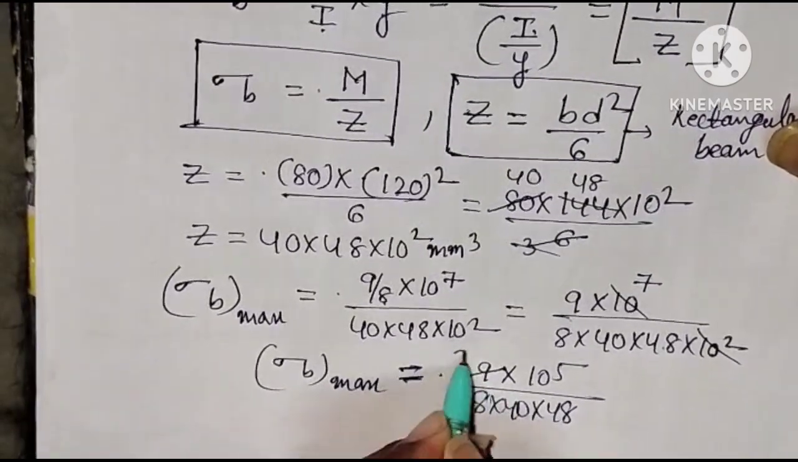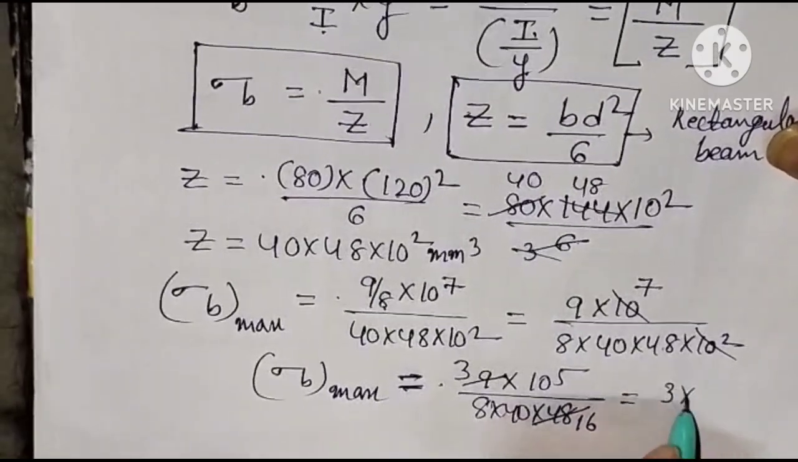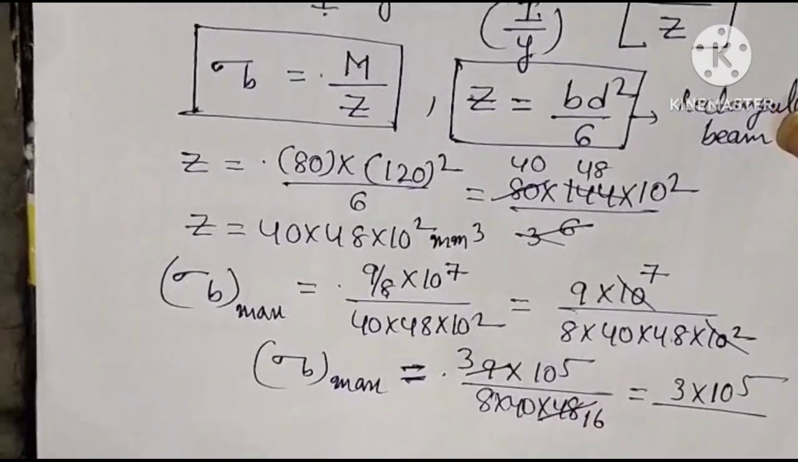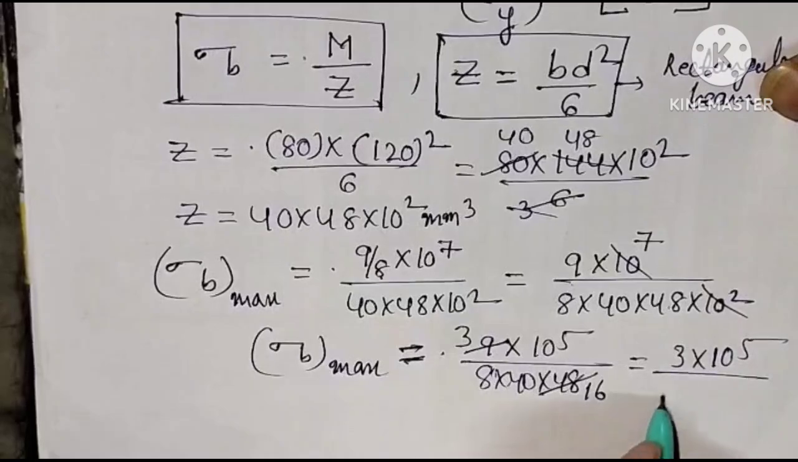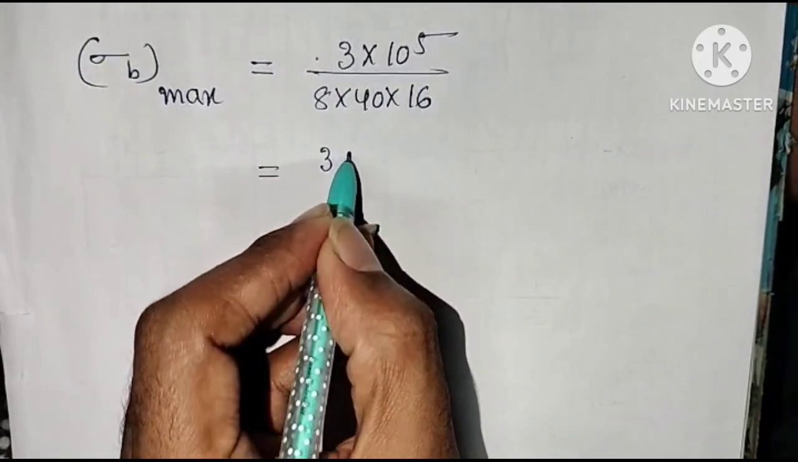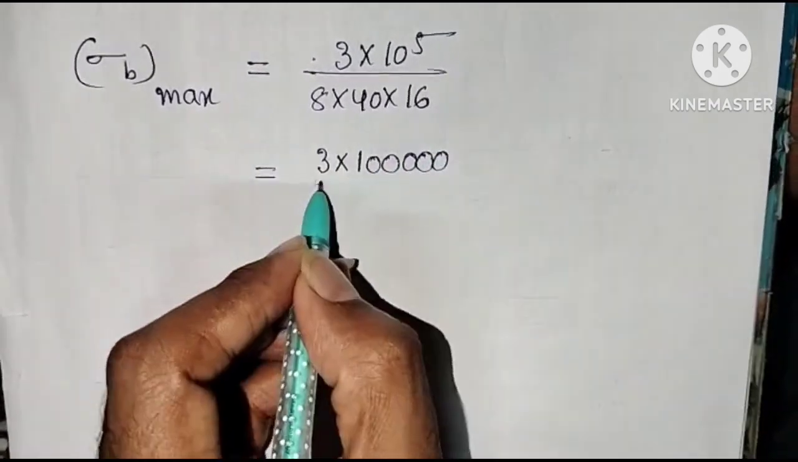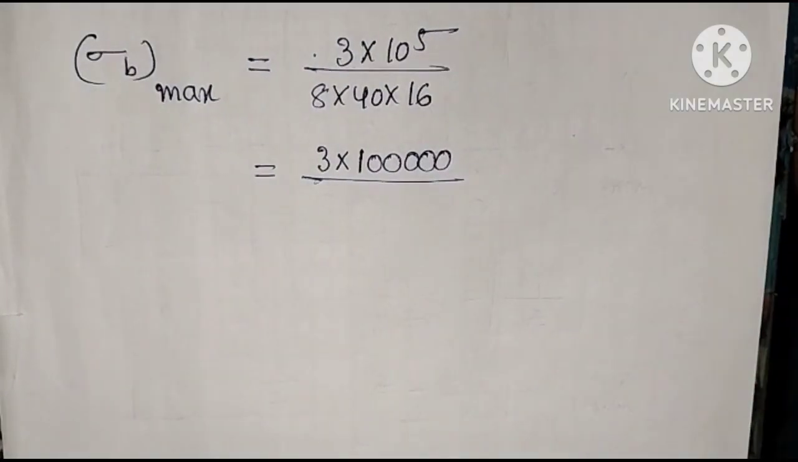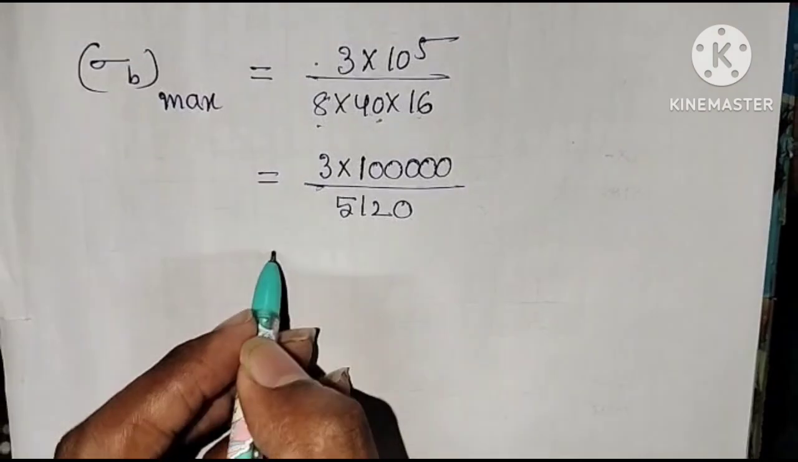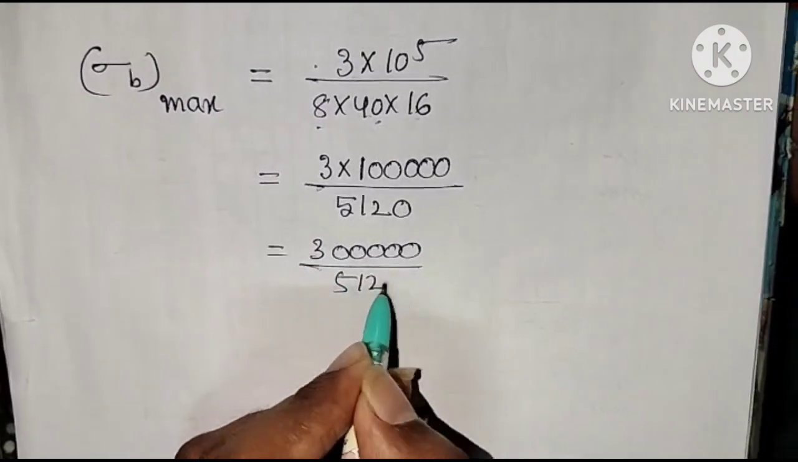Okay. Now 3 3s are 9 and 3 16s are 48. So 3 into 10 power 5 by 8 into 40 into 16. 3 into 10 to the power of 5 means 1 after how many zeros? 1 lakh. By 8 into 40 and 40 into 16 means 5120. So 3 lakhs by 5120.